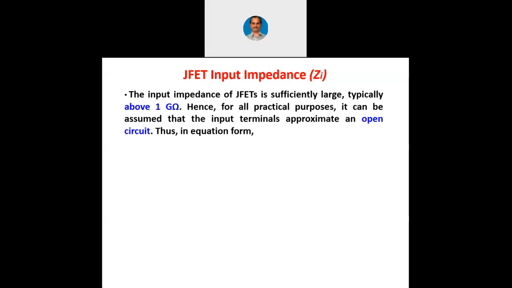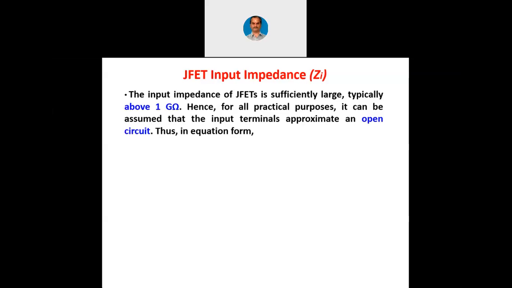When there is an input impedance of 1 giga ohms, now how much of current can flow? The current will be in nanoampere. Even if the input voltage is in volts, you can see giga is 10 power 9. So naturally, 1 over 10 power 9 is 10 power minus 9. Current will be in nanoamperes. Whereas in BJT, we had current in microamperes and milliamperes at the input side.